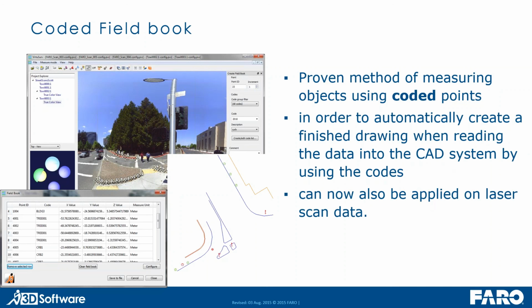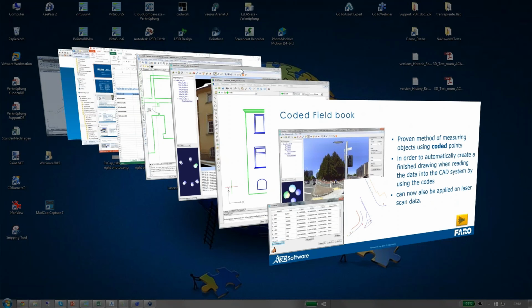So if you started with a total station and have a CAD system that allows you to import coded point lists, then you can use your familiar CAD system and your familiar import, and you can now apply the same principle and measuring method to laser scan data, not only total stations. Something I would like to demonstrate once more.